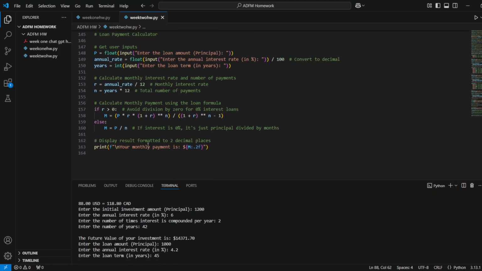And so next, the last section looks like lines 145 to 163. I want to write a program that can calculate a monthly loan payment given its principal, interest rate, and the number of years.